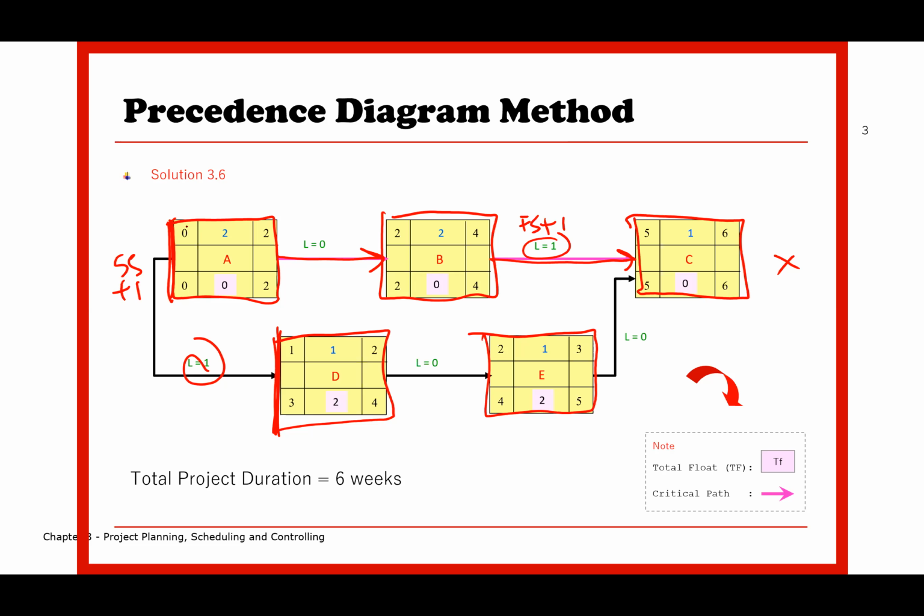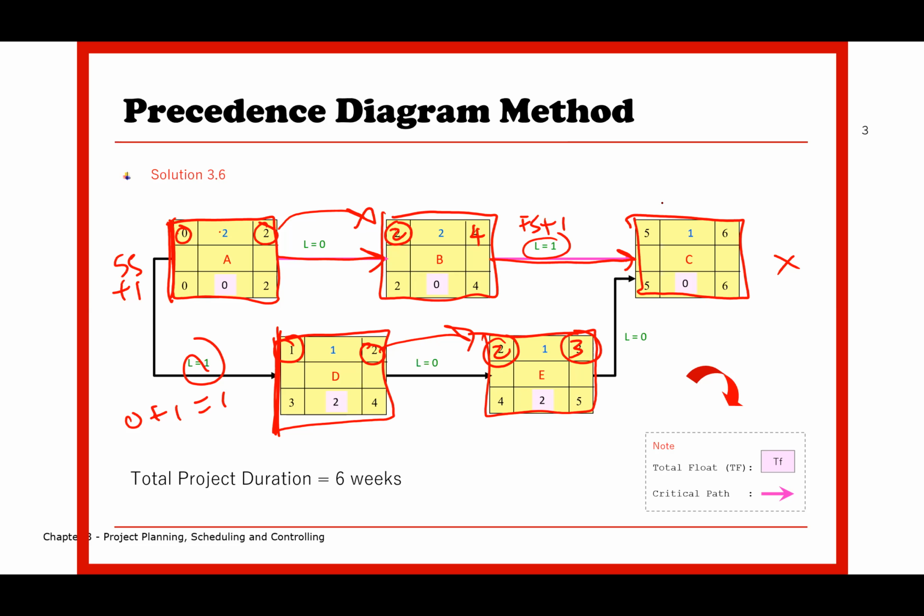Okay, let's start with 0. 0 plus 2 equivalent to 2. Okay, then 2 will be transferred here, 2. 2 plus 2 equivalent to 4. Everything is inside the box. And how about D? See, 0, the calculation is 0 plus 1 equivalent to 1. So that's why 1 is there. 1 plus 1 equivalent to 2. Then 2 is transferred here, 2 plus 3 equivalent to 5.